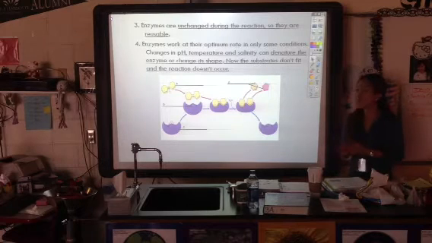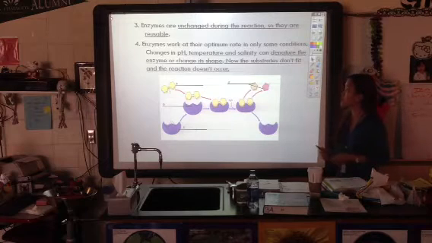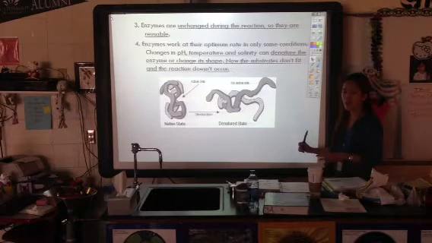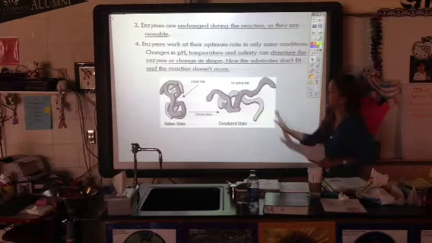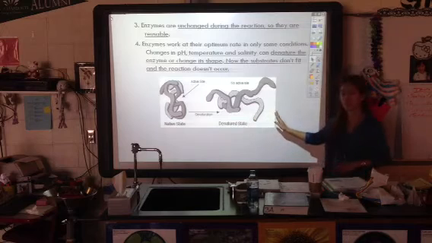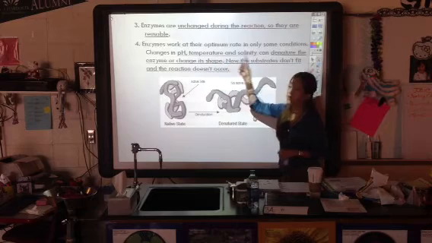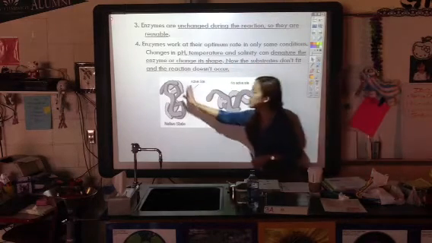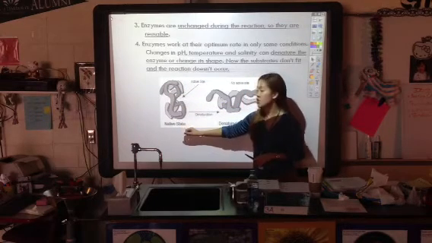But enzymes work at their optimum rate in only some conditions. So they're only going to work at their best when they are in very specific pH, temperature, or salinity. And they can actually be denatured, or their shape can be changed, if there's some significant increase or decrease in one of those 3 factors. So here in this picture, they're showing you that normally this protein looks like this. Okay, this is its specific shape.